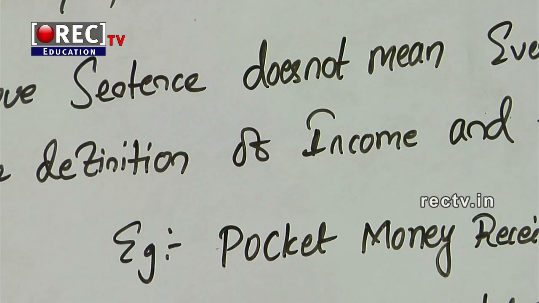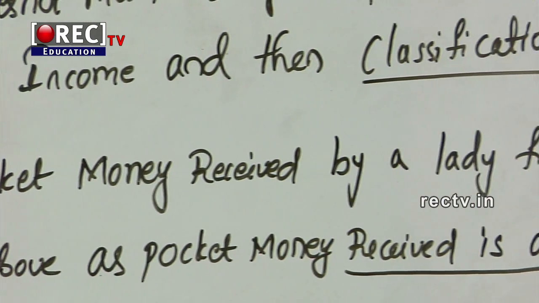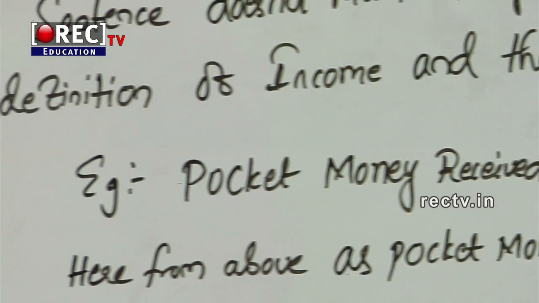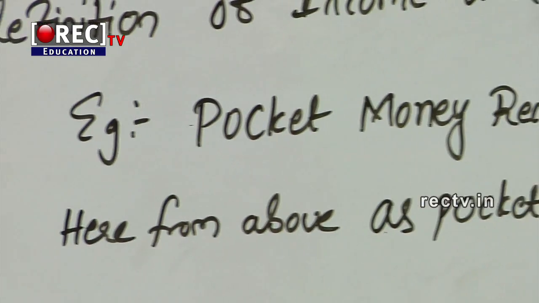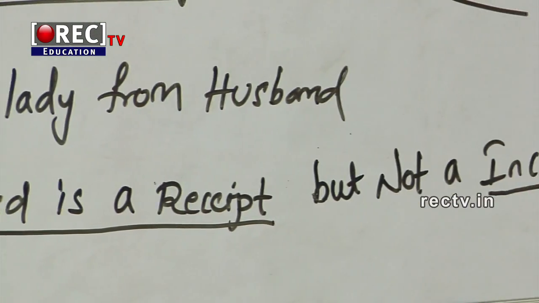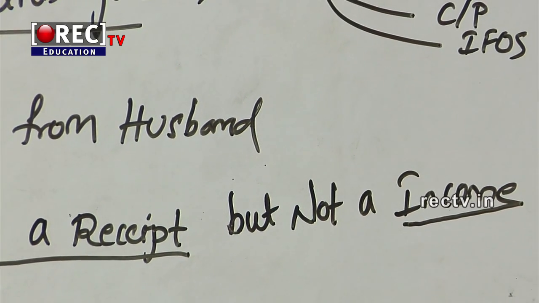For example, pocket money received by a lady from her husband. Here, pocket money received is a receipt, but it is not an income, so there is no classification and it is not treated as income from other sources.